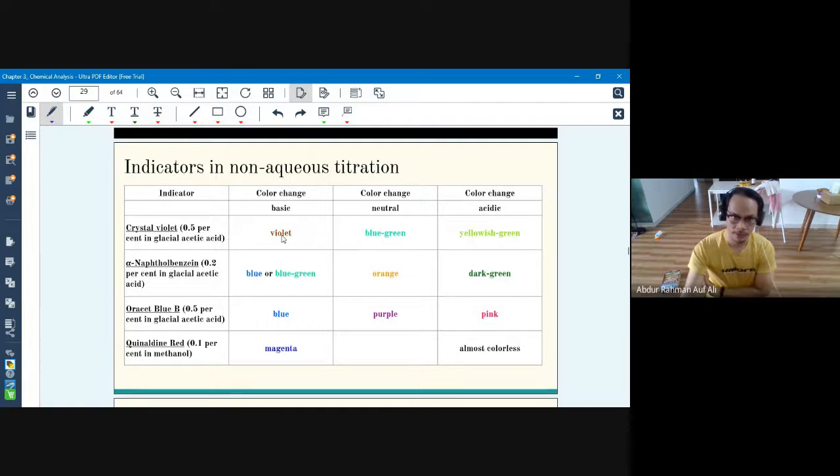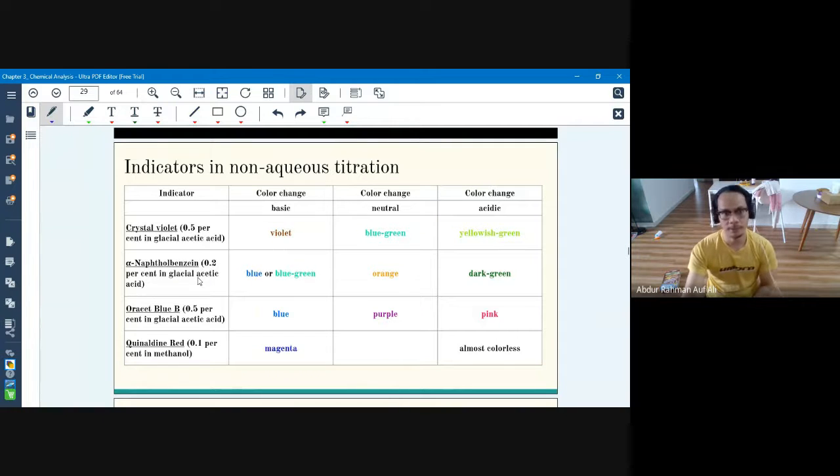For a basic solution, the color is violet if we use crystal violet. But if it has been titrated with acid until it becomes neutral, the color will become blue-green. But if we over titrate and it becomes acidic, the color will become yellowish green. So we know we have over titrated. So our concentration calculation will not be accurate if we take this value here.